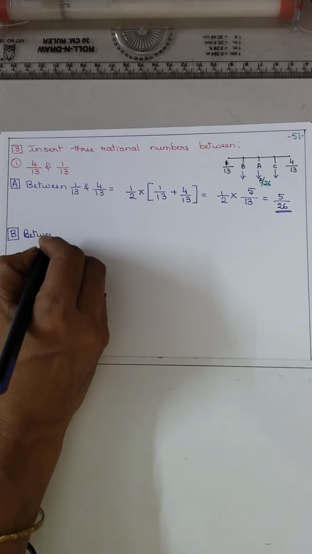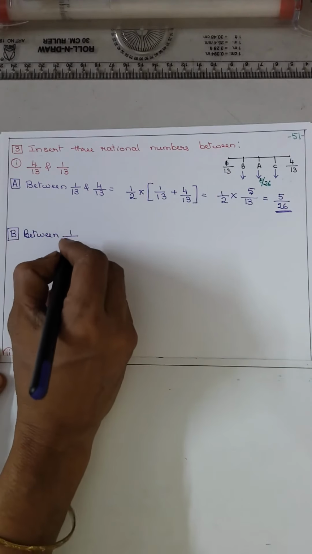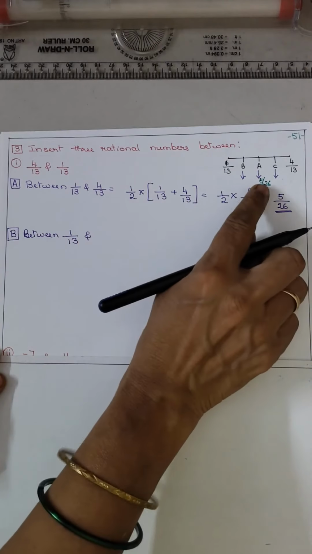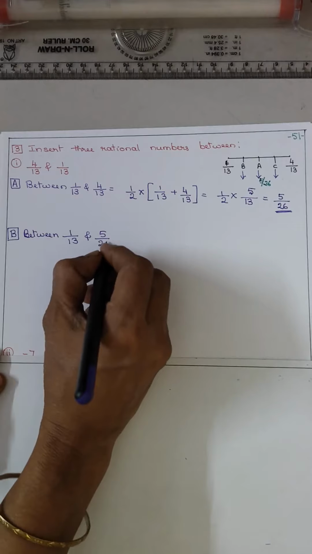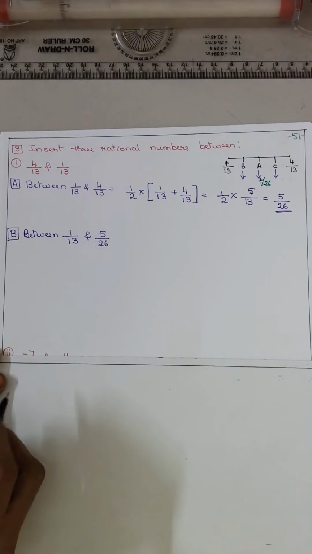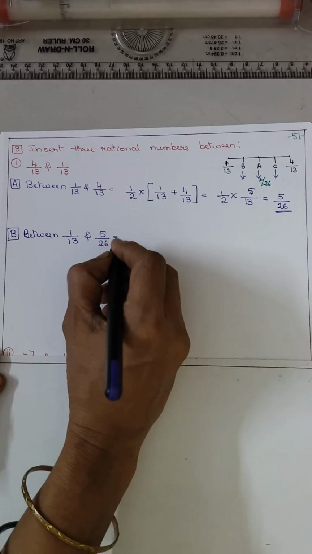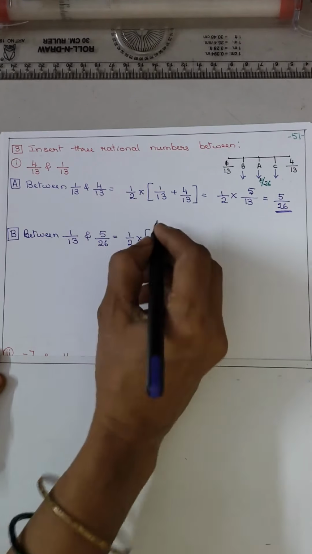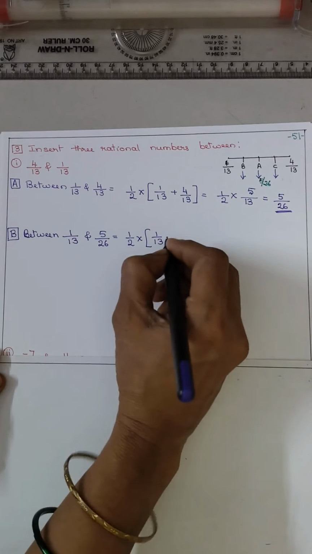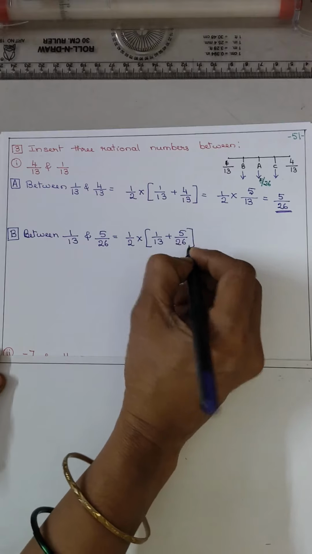Between 1 by 13 and 5 by 26. Understood? For B, we take these two: so half into 1 by 13 plus 5 by 26.